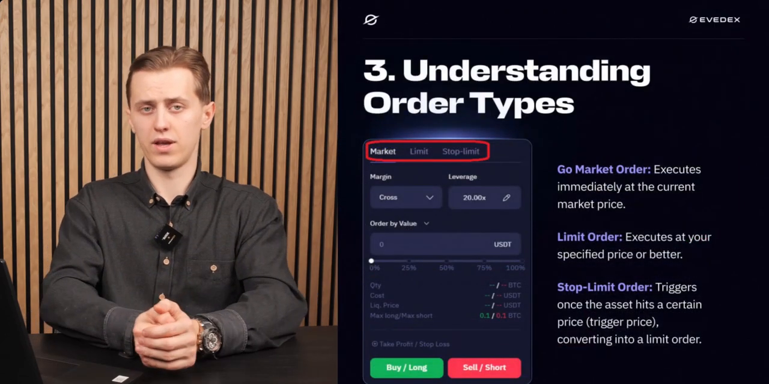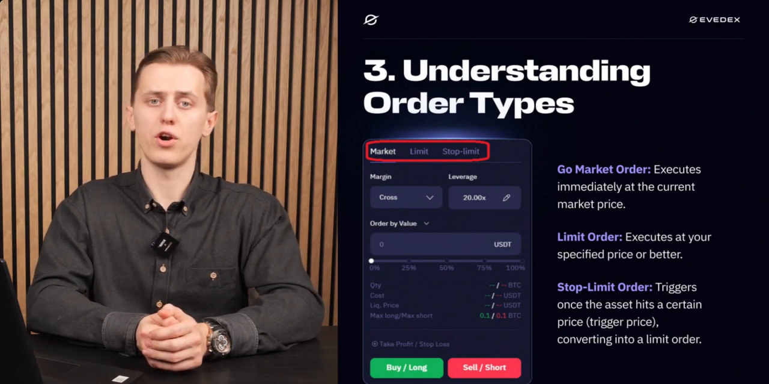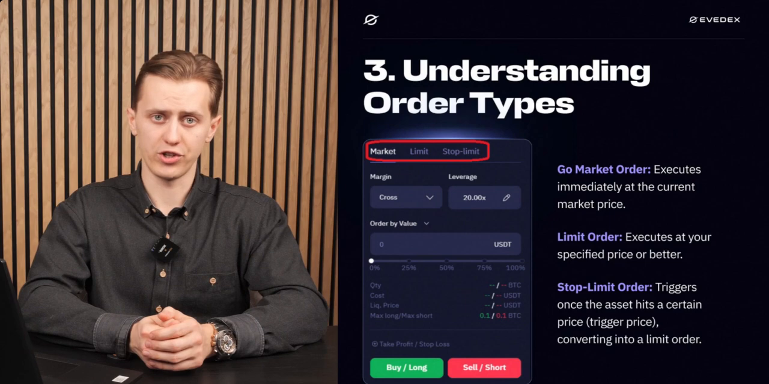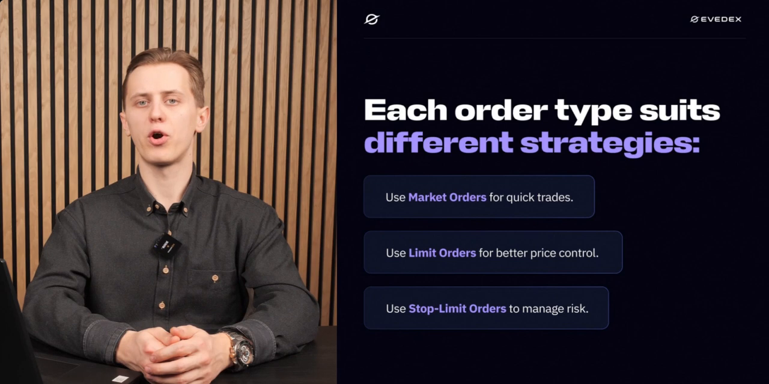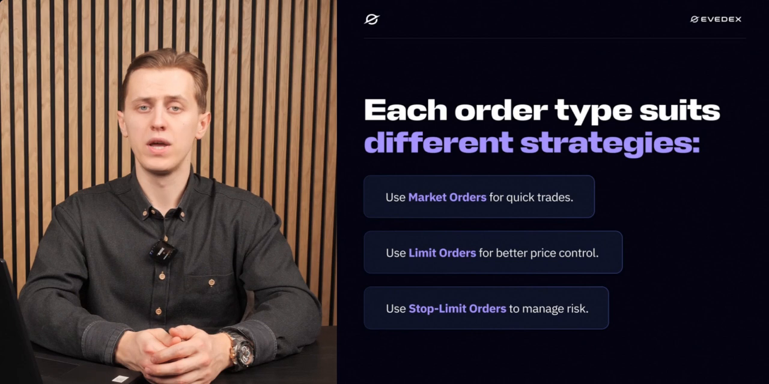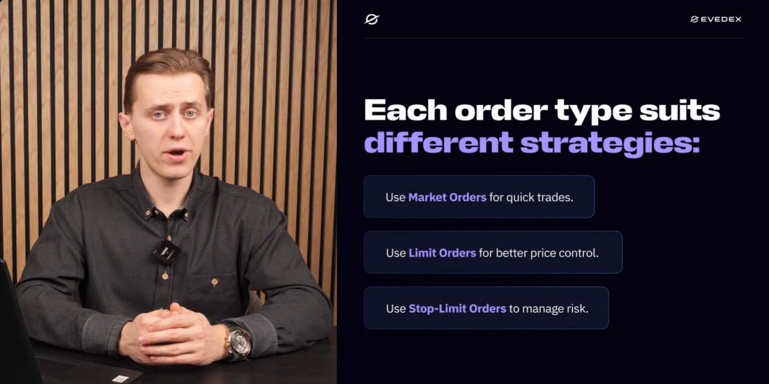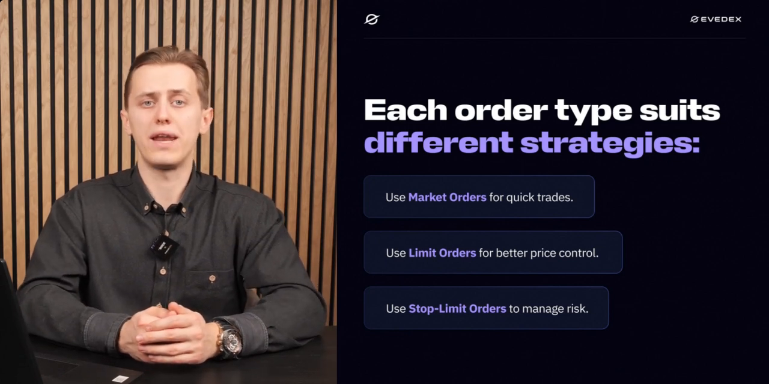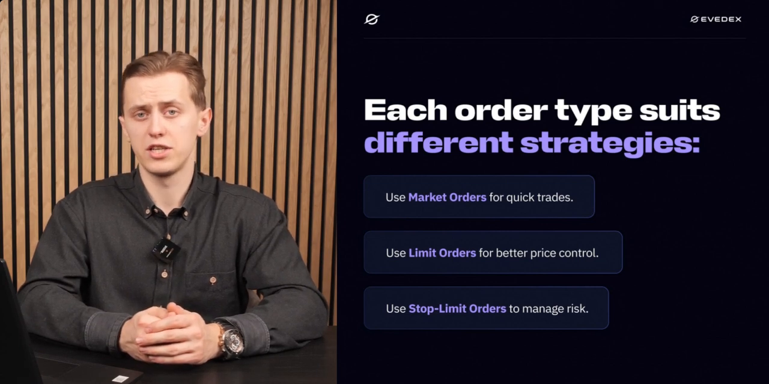Types of orders. The Evedex Trading Terminal offers various types of orders, which are used depending on your trading strategy. Market order: a buy or sell order placed at the current market price. This is a quick way to execute a trade. Limit order: an order that is only executed at the price you specify, or better. This allows you to get a more favorable price, but you must wait for the market to reach this specified price.